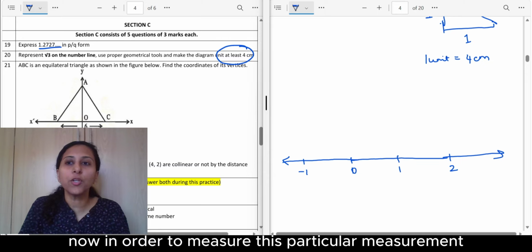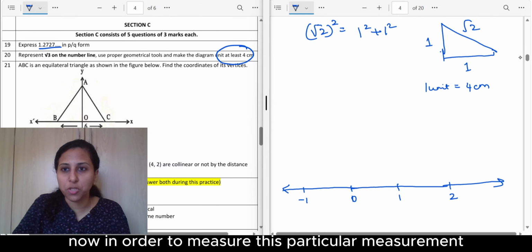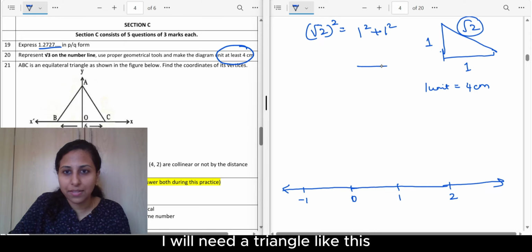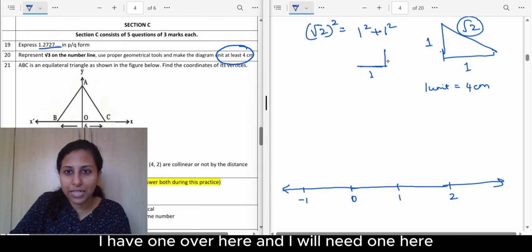Now, in order to get this particular measurement, that means in order to get root 2, I will need a triangle like this. I have 1 over here and I will need 1 here.